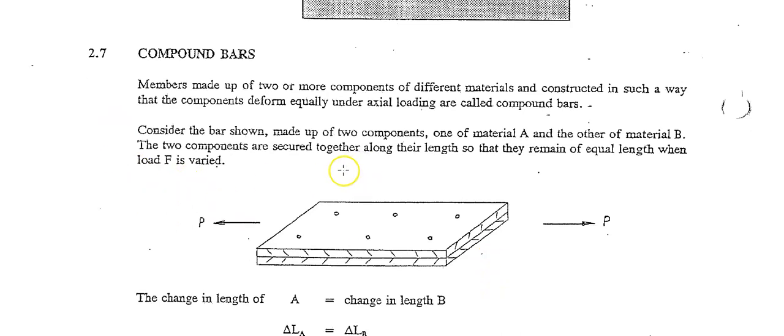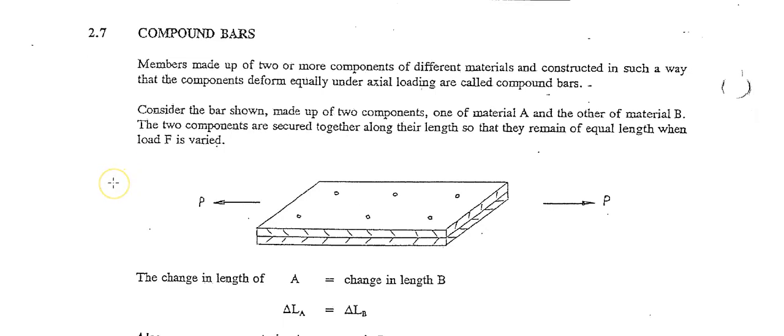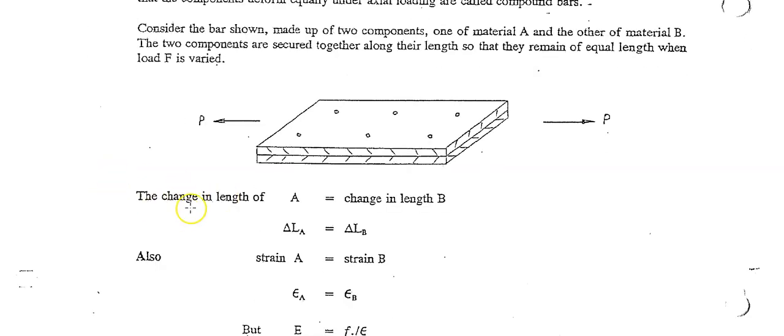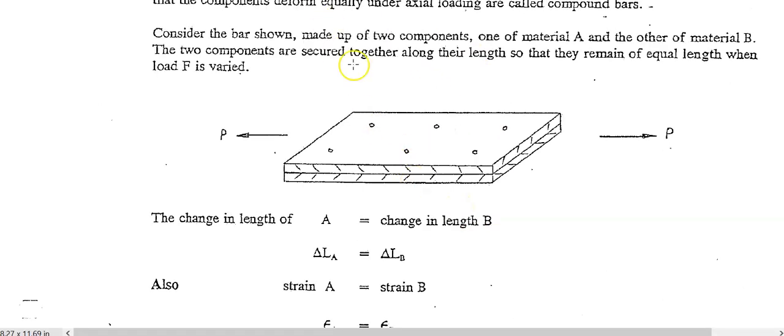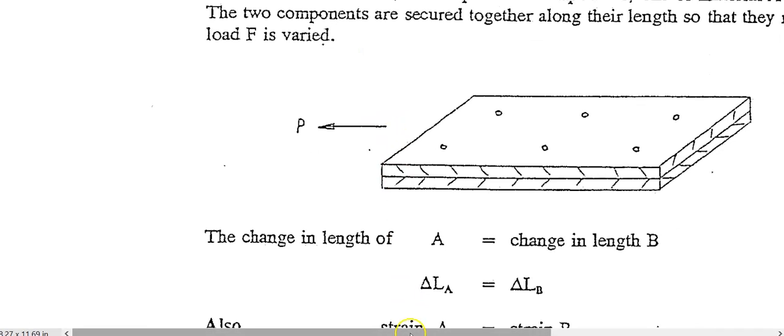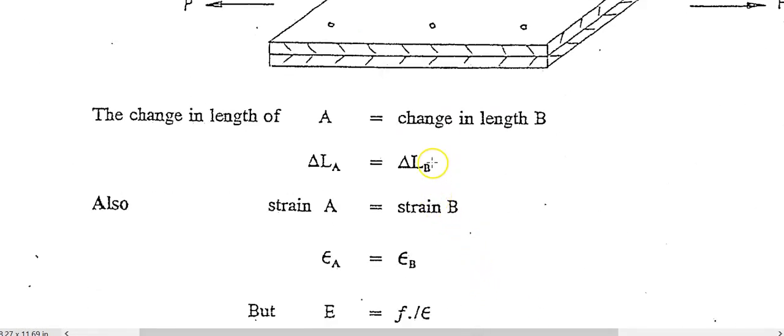Consider the bar shown below made up of two components, one of material A and the other material B. It could be steel and concrete. The two components are secured together along their length so that they remain of equal length when the load F, or P, is varied. So there are two materials together, being stretched or squeezed, and because they're held together, the change in length in A will be equal to the change in length in B. Does it make sense? The change in length in the one material is equal to the change in length in the other material.